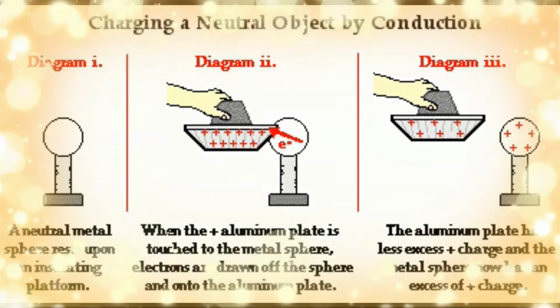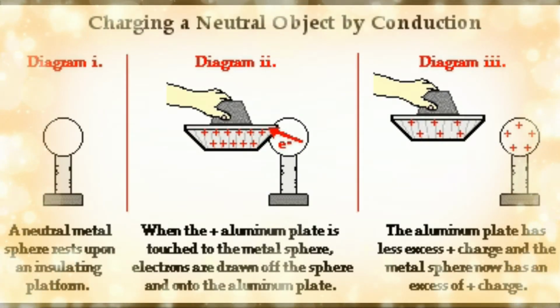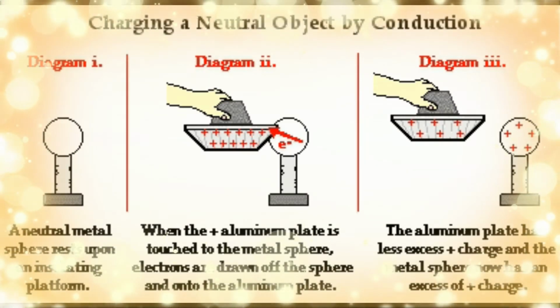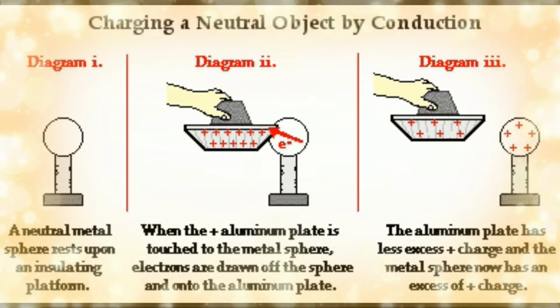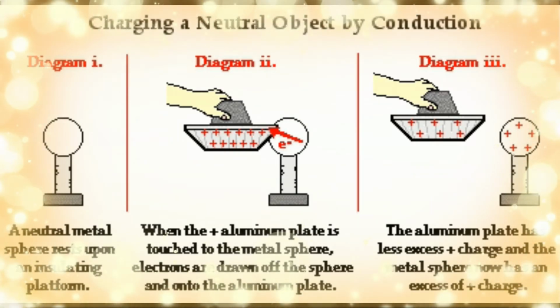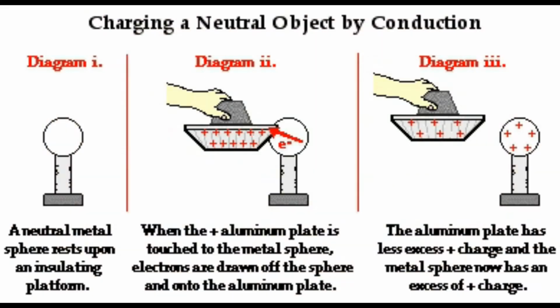Suppose that a positively charged aluminum plate is touched to a neutral metal sphere. The neutral metal sphere becomes charged as the result of being contacted by the charged aluminum plate. So when the positively charged aluminum plate is touched to the neutral metal sphere, countless electrons on the metal sphere move towards the aluminum plate. The aluminum plate is still charged positively, but now has less extra positive charge than it had before the process started.